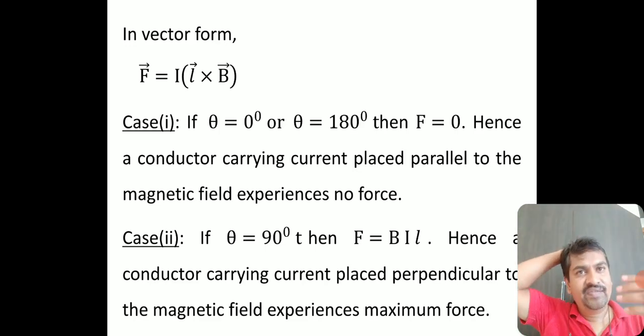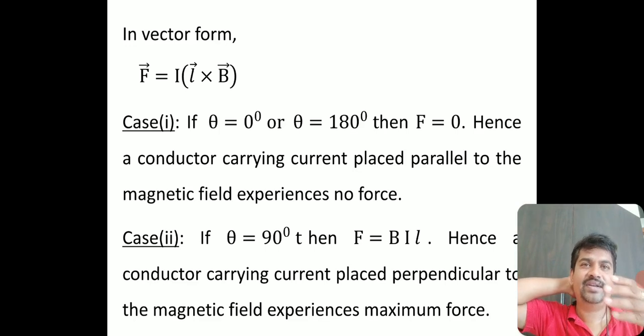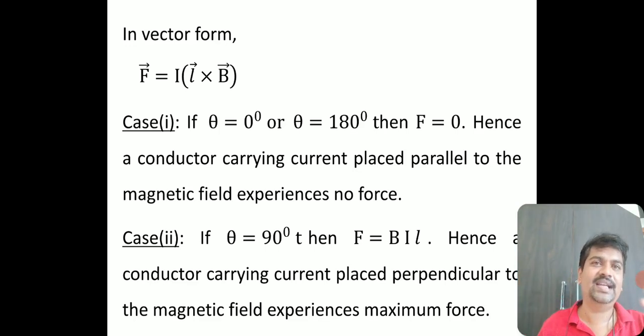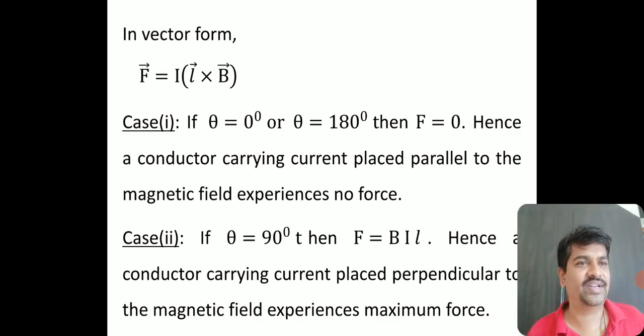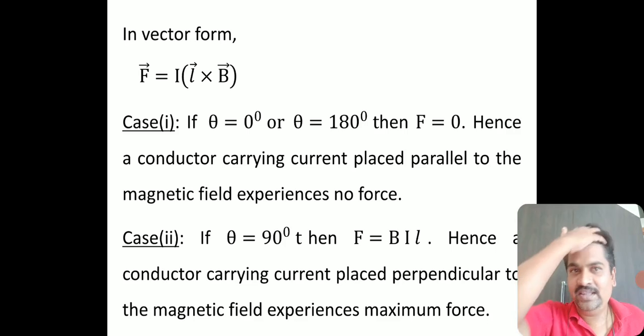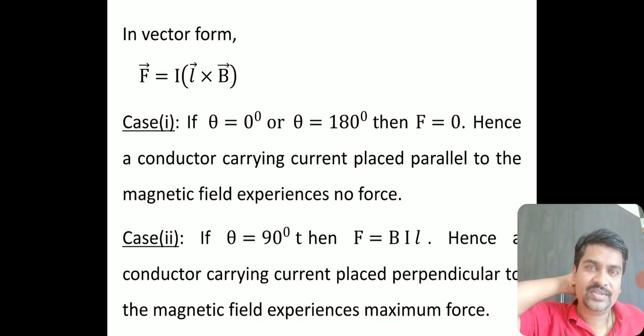Let's write a vector form of this. You know how to write a vector form of this. It's F is equal to I into L cross B. If there comes sin theta, you write a cross product. If there comes cos theta, you write a dot product. That's a simple thing of writing a vector form. Now I'm getting sin theta, so it is good to write a cross product. So F equals I into L cross B.